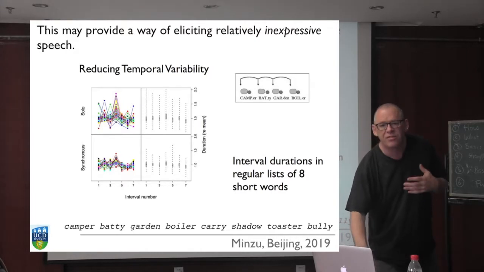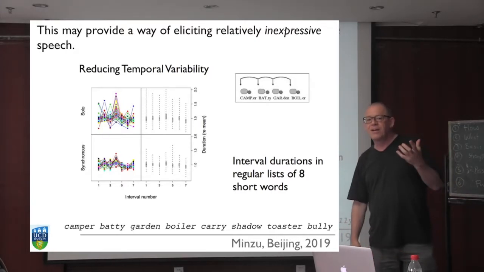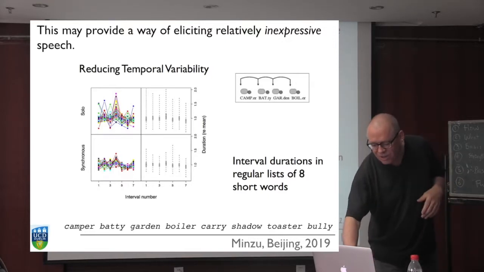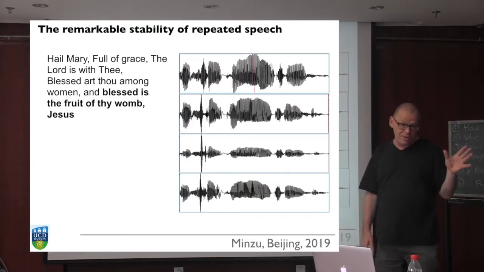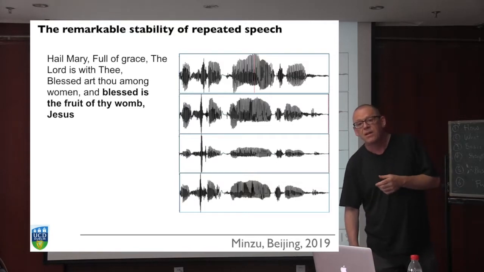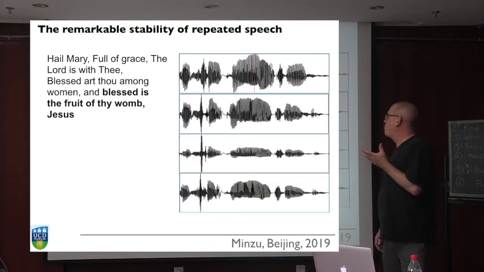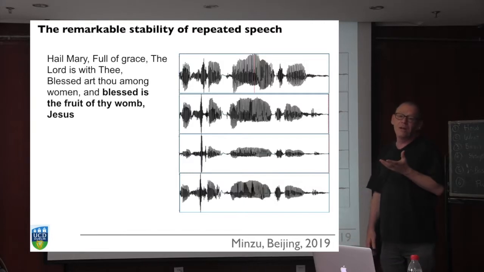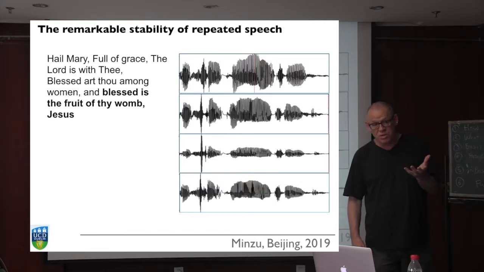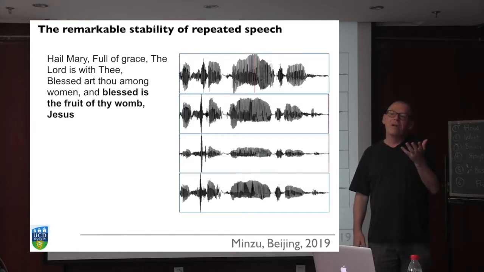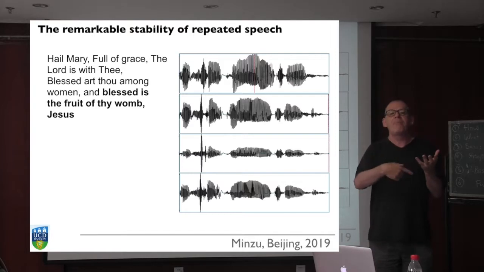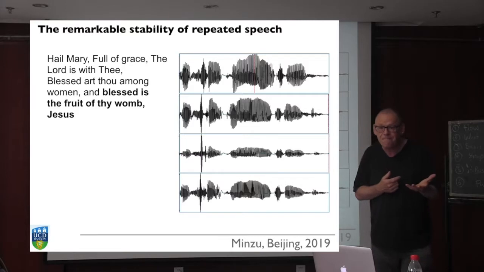When we repeat things again and again, they become regular in some sense. And I want to illustrate this with an example taken this time not from the laboratory, but from prayer. What I have here is a recording of an older woman in Ireland, the grandmother of one of my students. And she was a Catholic, so she used to say a particular prayer very many times. In the Catholic Church, this is a practice called the Rosary.